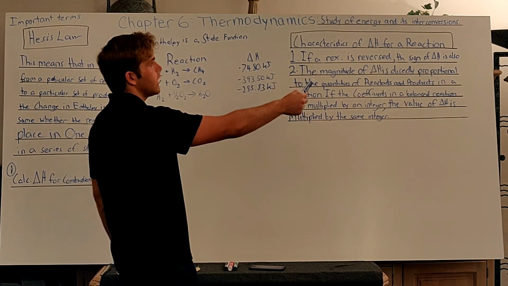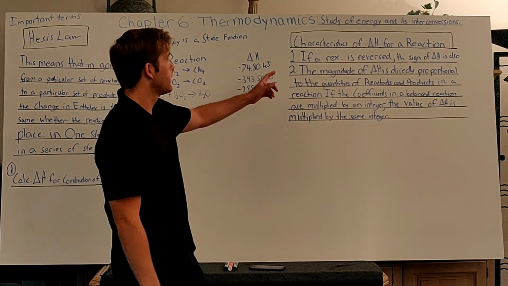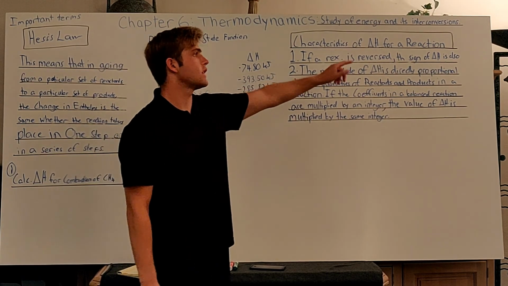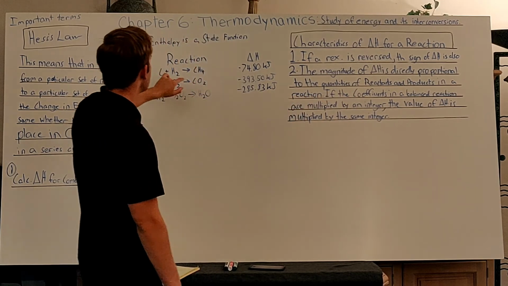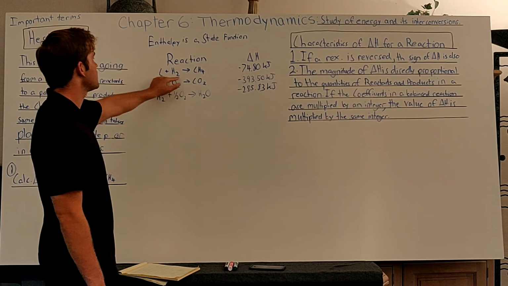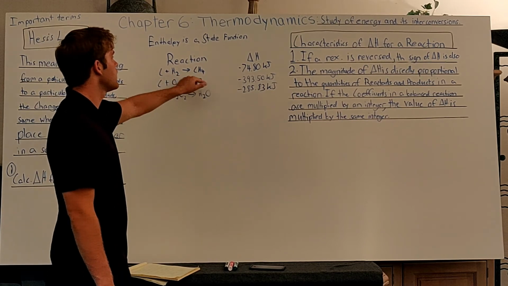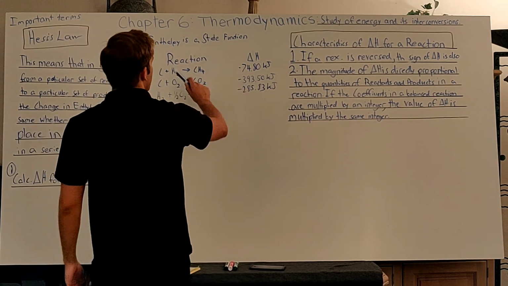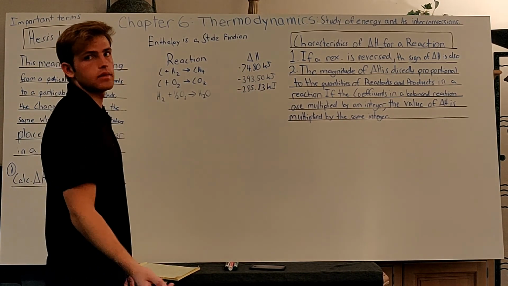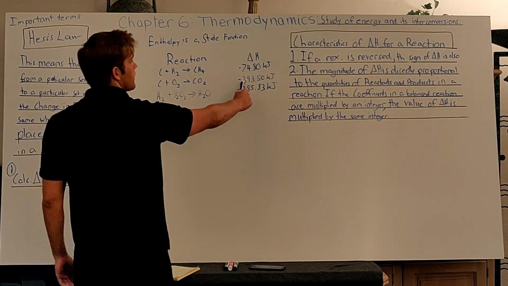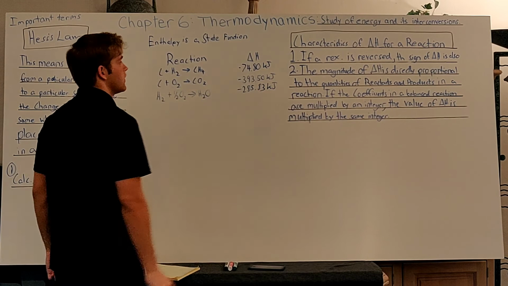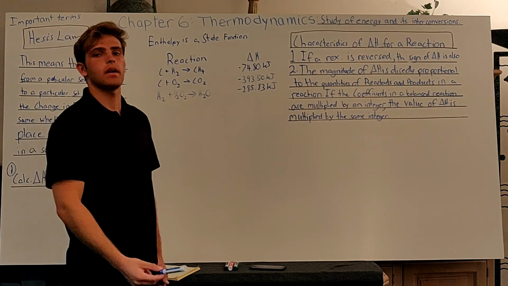Characteristics of delta H for a reaction. One: if a reaction is reversed, the sign of the delta H is also reversed. That would mean if we were to flip this first reaction around, C plus H2 yields CH4, it wouldn't be exothermic anymore, with a negative delta H. It would be endothermic. So it would be just 74.80 kilojoules. It would be positive, it would not be negative anymore.